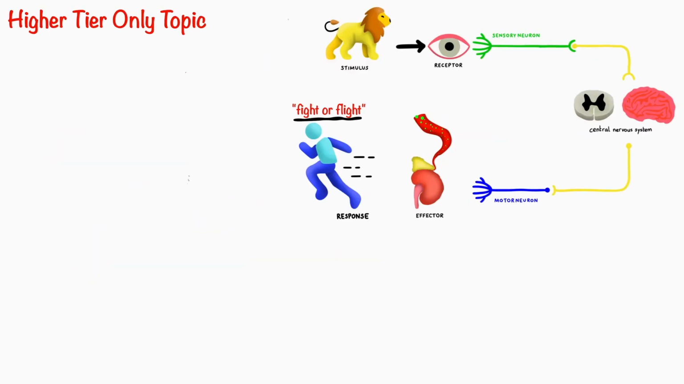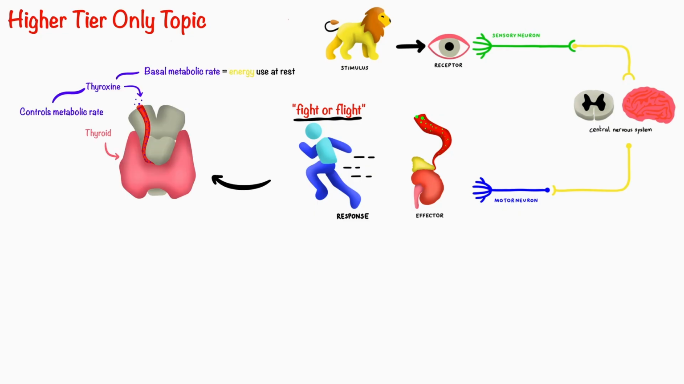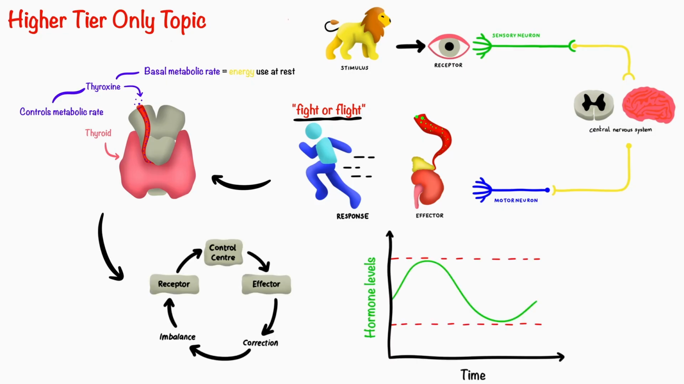First, we'll examine adrenaline and its role in preparing the body for fight or flight. Next, we'll look at thyroxine and how it regulates metabolism. Finally, we'll explore how negative feedback systems control hormone levels in the body.